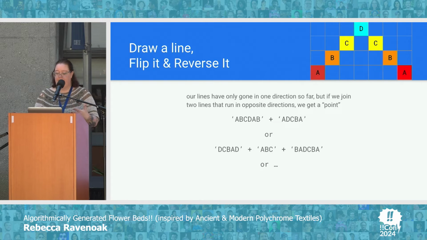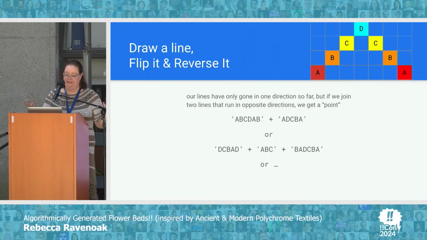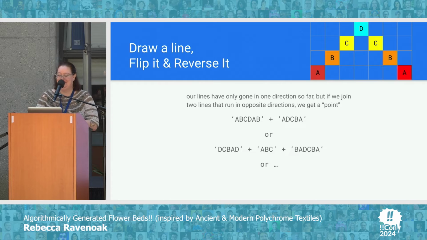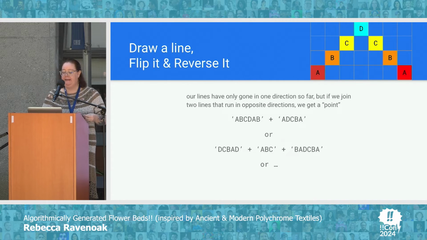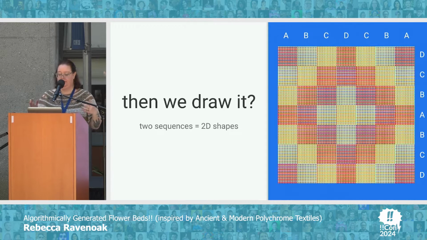But in order to draw flowers, we want some kind of symmetry. So the line has to flip and reverse. Drawing a point is as easy as generating 2 lines in opposite directions. You go up, A, B, C, D, and then you go back down, C, B, A, that forms a point. We can chain lines and points together to make more complicated shapes, but for now, we're going to stick with a single simple point. So this is what it looks like when we weave 2 points together.